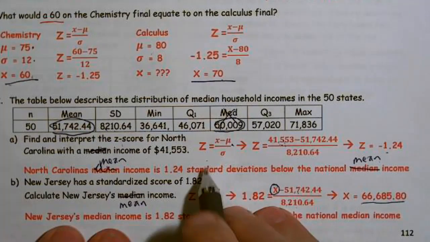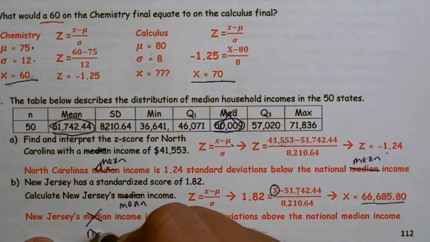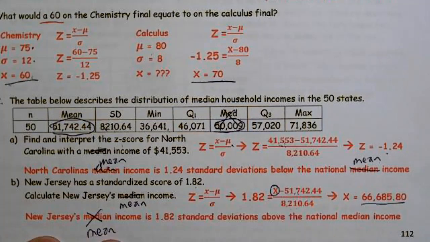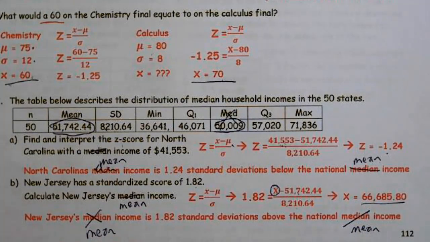66,685. So New Jersey's mean income is 1.82 standard deviations above the national mean income. All right. So New Jersey's mean income is 1.82 standard deviations above the national mean income. So that's an introduction into z-scores. We'll have more z-score practice in the next video.